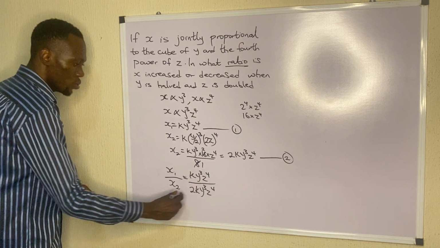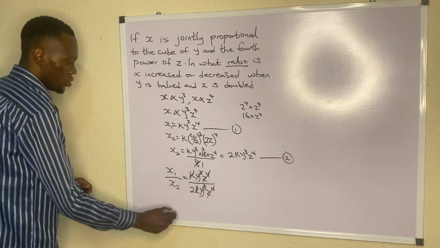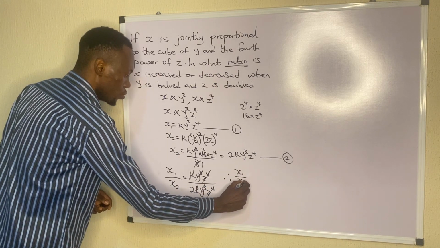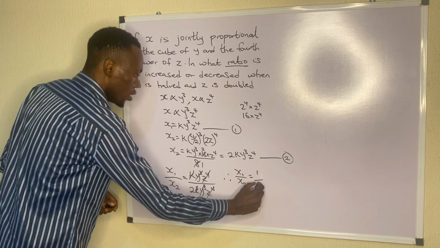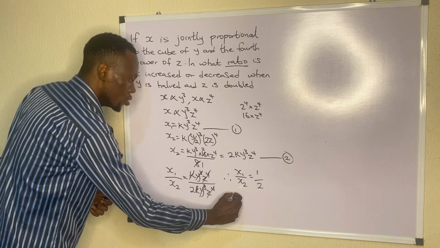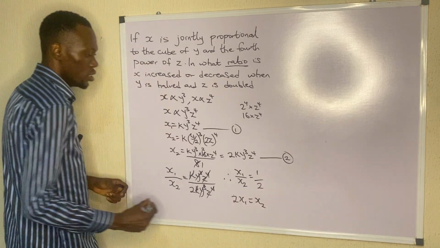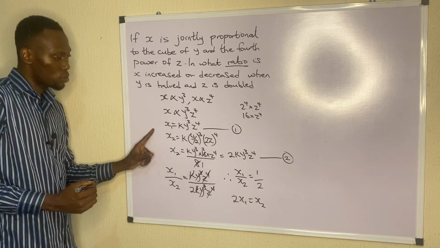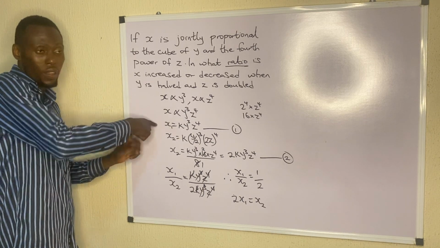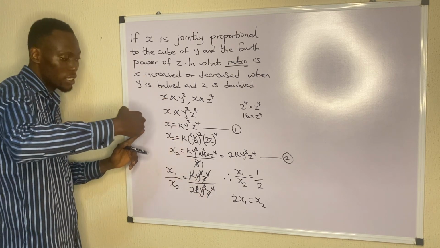Are we together? So this we cancel, this we cancel, and this we cancel. We have that therefore x1 over x2 is equals to 1 over 2. Are we together? That means if I cross and multiply, we have that 2x1 is equals to x2. Therefore, remember the first quantity is x1. So we get the value of x2 when x1 is doubled. Are we together? Therefore, it is increasing, right? When x1 is doubled, that's when I get x2.